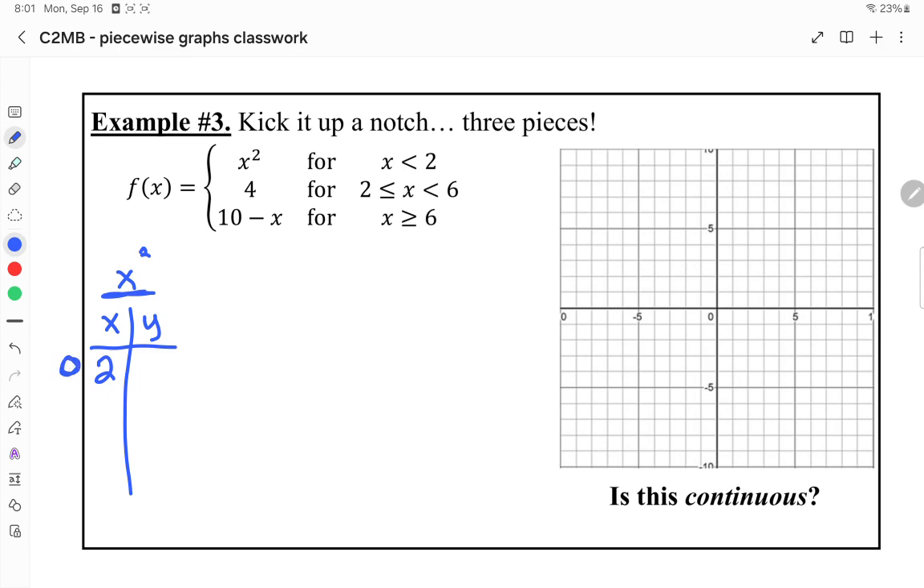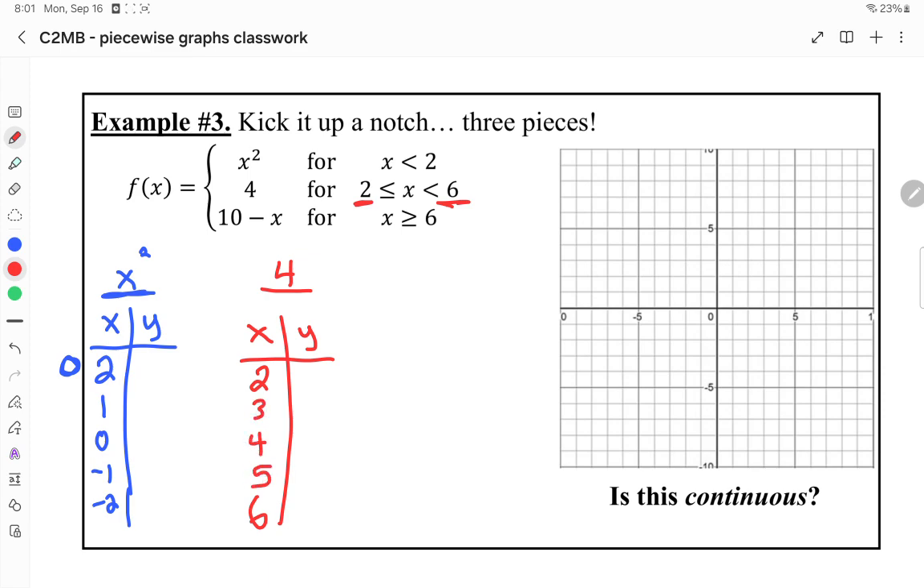It will be an open circle though. And then I want less than that, so let's go to 1, 0, -1, -2. That's the first chunk. Second chunk is the equation just 4. And I want x values that go from 2 to 6. So I'm just going to really simply put in 2 to 6. And I'll fill in the middle. So 2, we're going to go 3, 4, 5, 6.